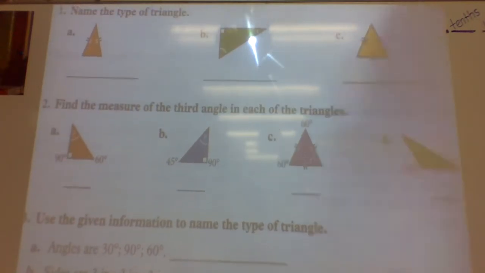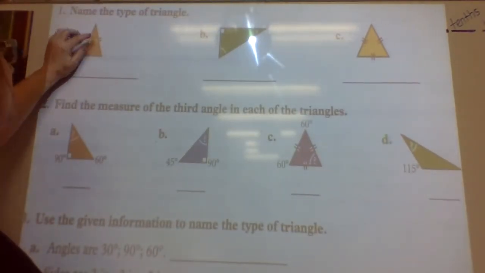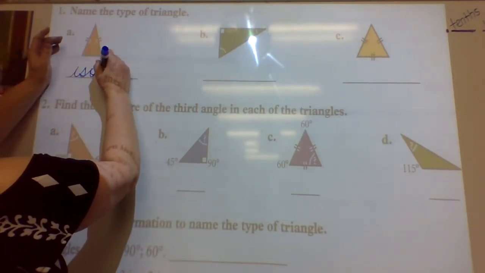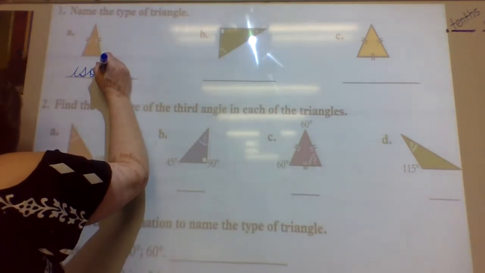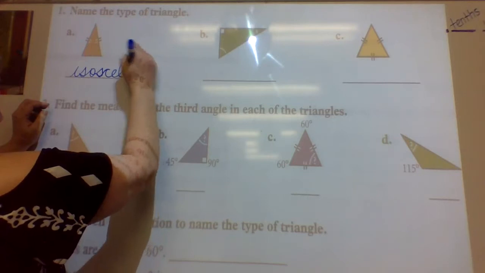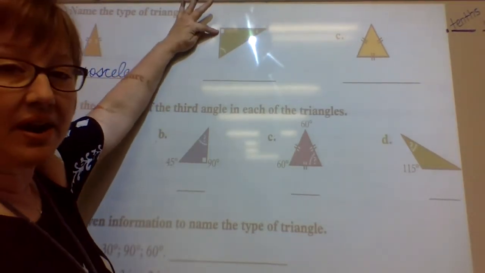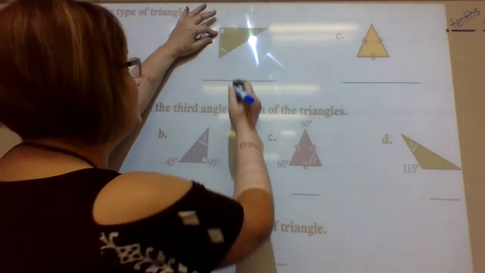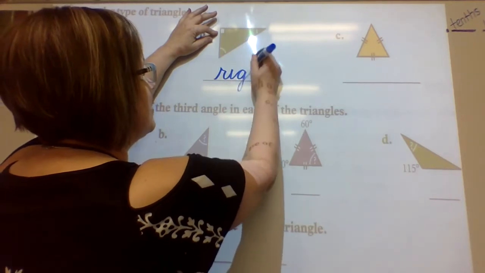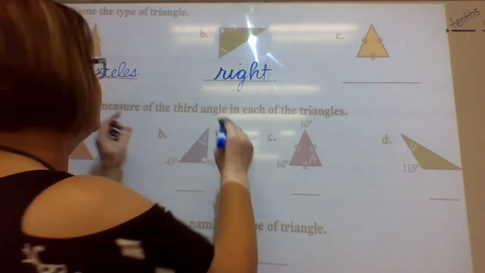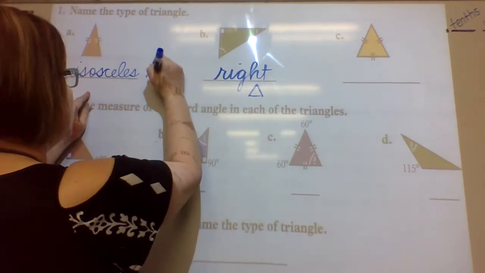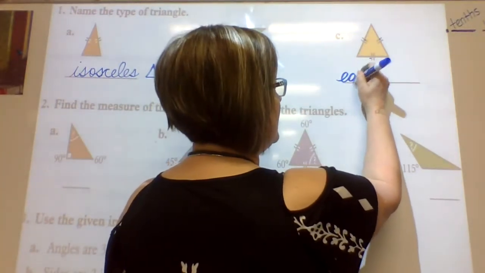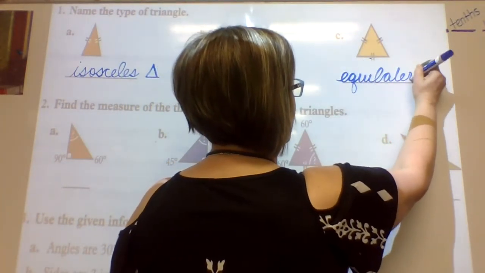Okay. This one has 2 that are the same, 2 congruent sides. That makes it an isosceles triangle. This one has the square. That square means what? It means that it's a 90 degree or corner angle. So any triangle that has a 90 degree angle is a right triangle. So this is a right triangle, and this one, congruent on all three sides, means it's an equilateral triangle.